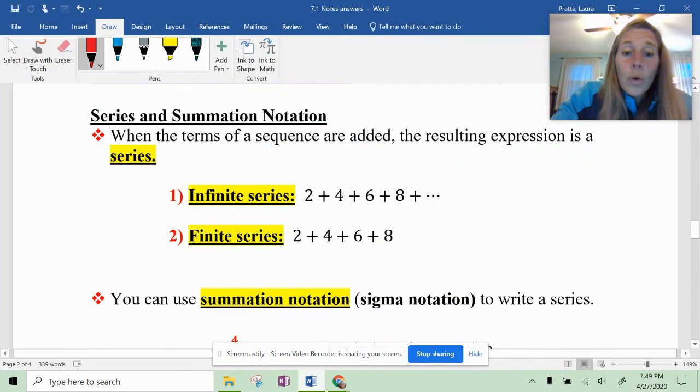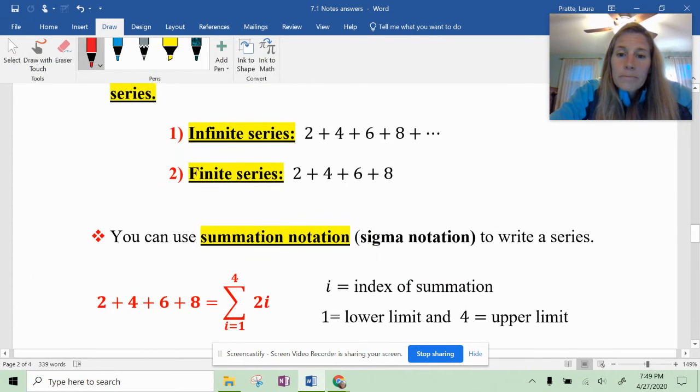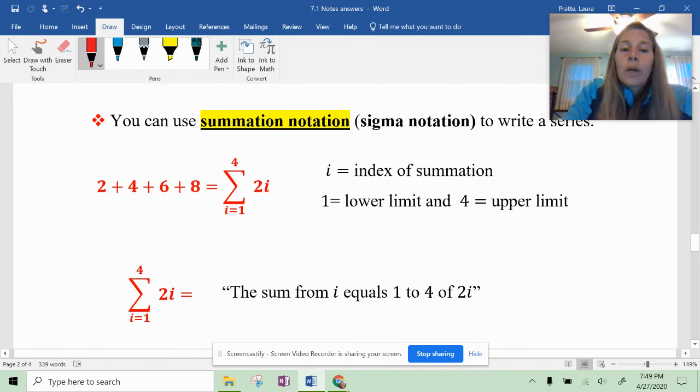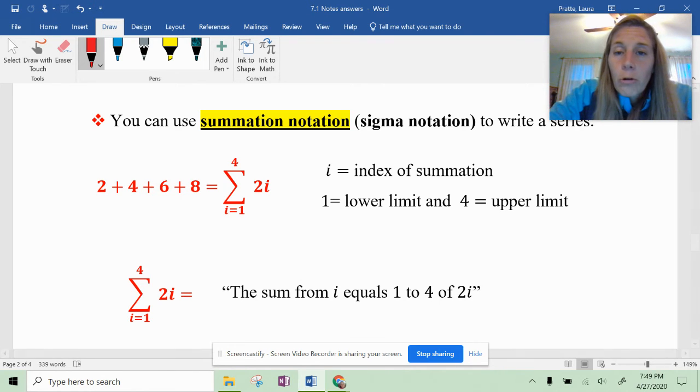Okay, so here it says you can use summation notation, which is called sigma notation. You've probably seen this little Greek letter called sigma. You may have seen it at college with a fraternity or something like that. But it does actually mean sum. If you ever use Microsoft Excel or Google Sheets, you'll see the sigma used for sum.